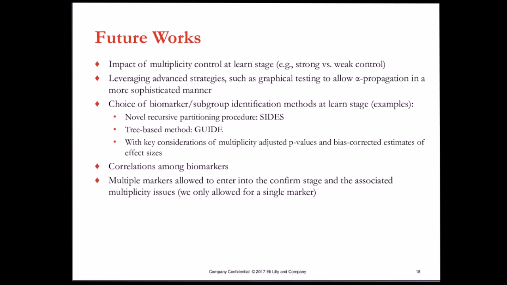On page 18, here I list some future work to be considered, such as the multiplicity control at the learn stage, the graphical testing, and the choice of biomarker identification methods. What if we have correlations among the biomarkers, and the multiplicity issues if multiple markers are allowed into the confirm stage? All those ideas warrant more research to get clarified.